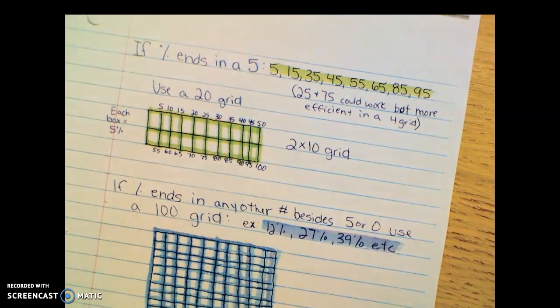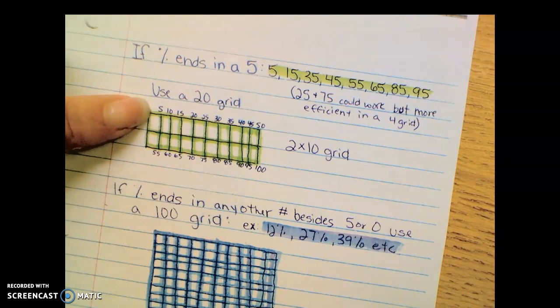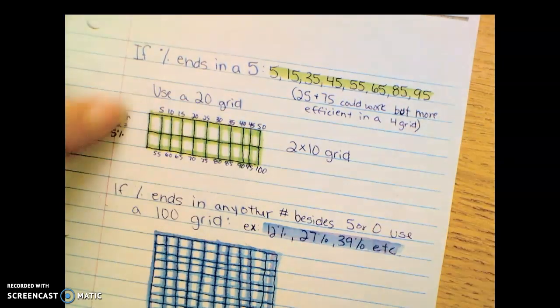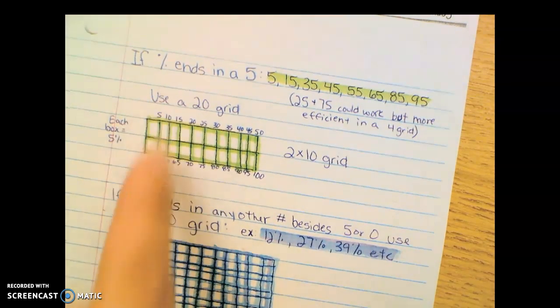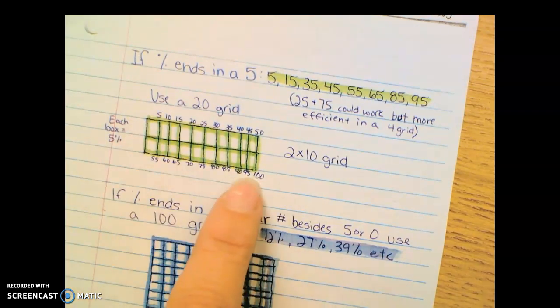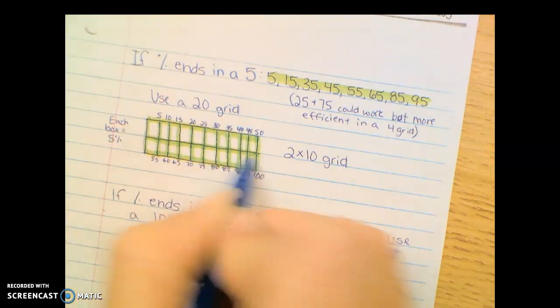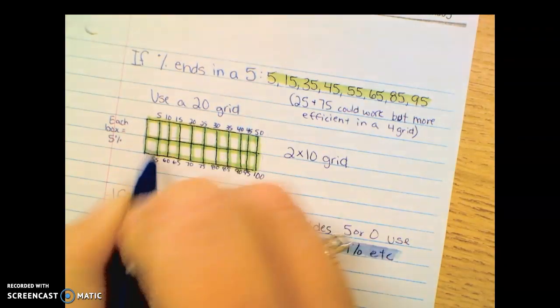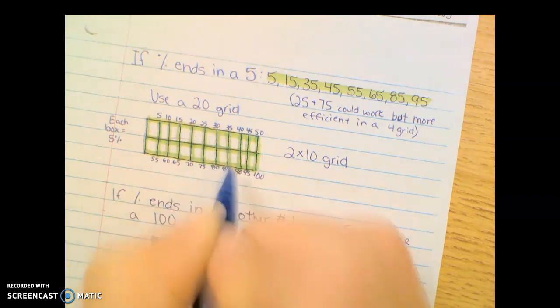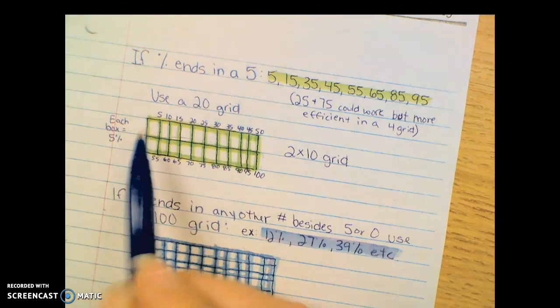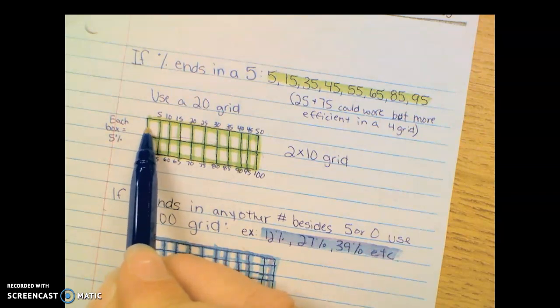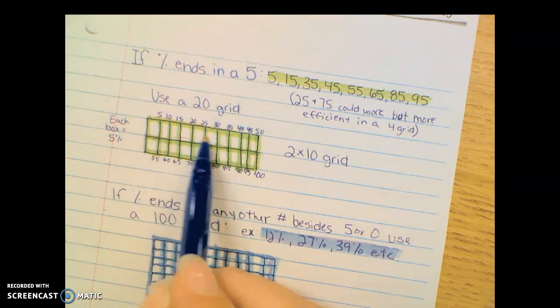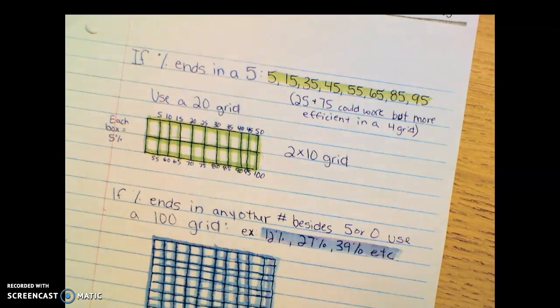So when you are doing percents that end in 5, you want to use a 20 grid so that each of the boxes represents 5%. And I would draw that quickly by just doing 2 big bars and then cutting those bars into 10. So it's a 2 by 10 grid. So again, if I were going to draw this, I would draw these big boxes here, and then I'd go back and just draw the lines down through them so that I had my 20 boxes. And then each of these boxes would represent 5%. So 5, 10, 15, 20, 25, 30, 35, 40, etc.